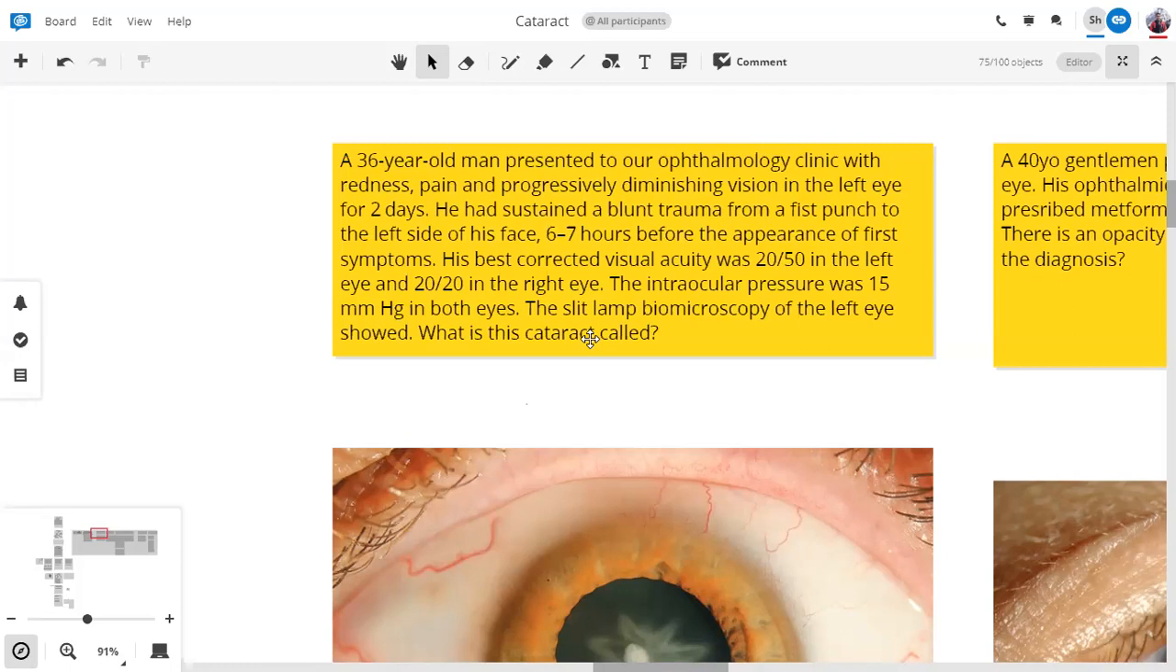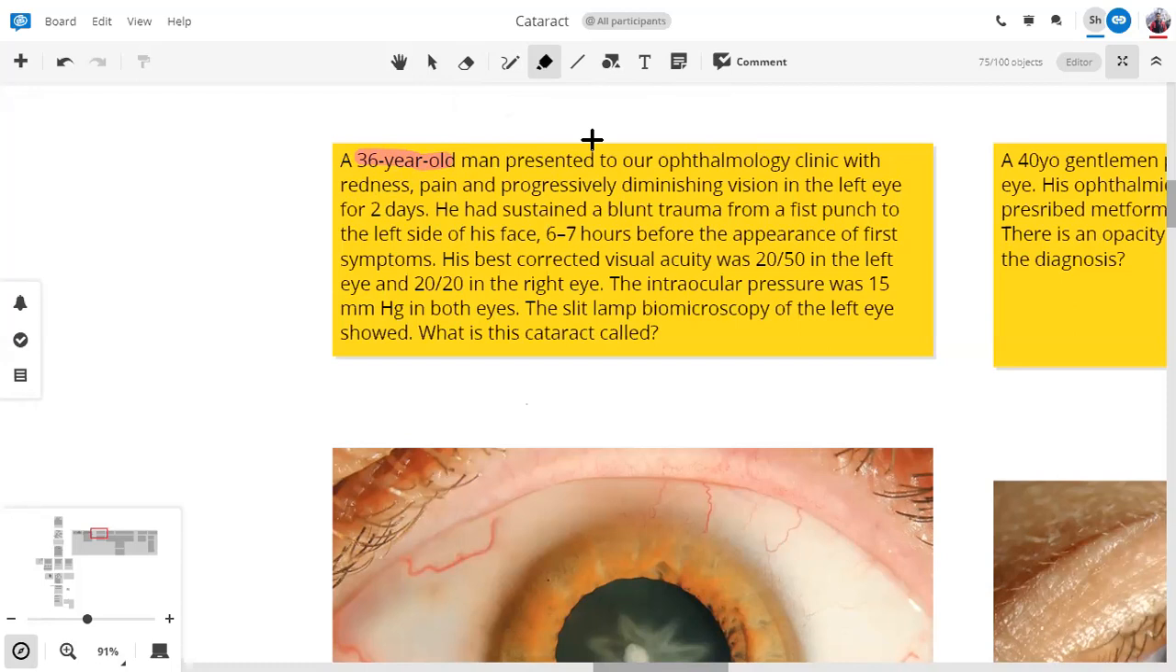Let's analyze this case scenario. So the first thing we have is the age. Age is 36. 36 is young for a senile cataract, and 36 is borderline or almost out of the boundary for a congenital disease. So age gives you a very good differentiation between senile processes and developmental or congenital processes. So this is a middle-aged person.